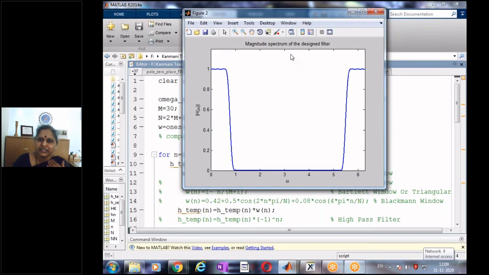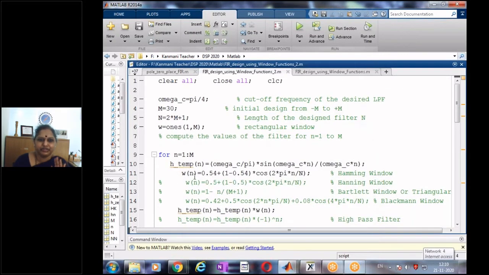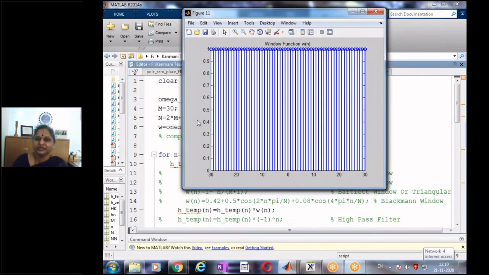Just for comparison, let us say I do not put the window function. Let me just mask this line so that I don't apply the window function, and let us see how the response is, just to know what advantage we have got by introducing the Hamming window function. See, this is my rectangular window.